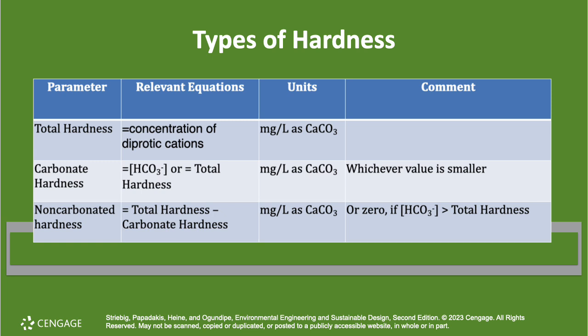The actual carbonate hardness comes from the carbonate or bicarbonate ion concentration in water, and that may be equal to or less than the total hardness, whichever is less. The non-carbonate hardness, then, is the total hardness minus the carbonate hardness, similar to the solids concentrations that we were just doing. All these are measured in milligrams per liter as if they were calcium carbonate.